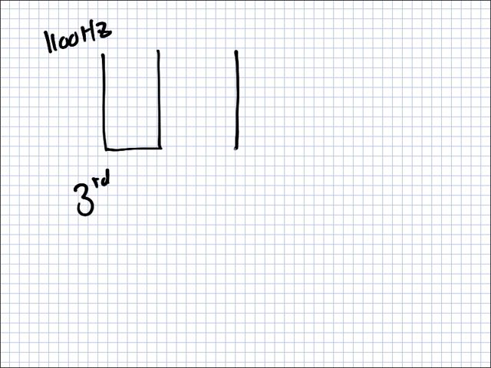Right, okay, so first pipe, we have 1100 hertz and we have the third harmonic. And then for the next one, it's the same pipe, 1800 hertz. And for this one we have the fifth harmonic.